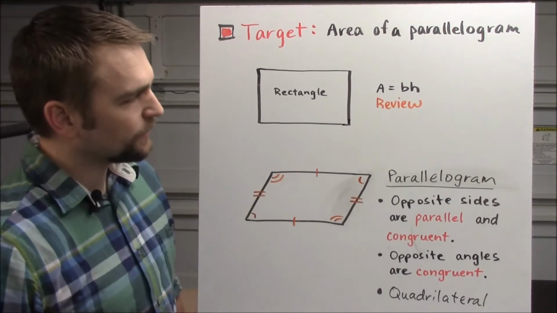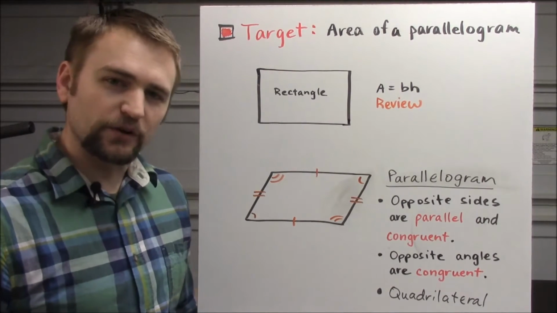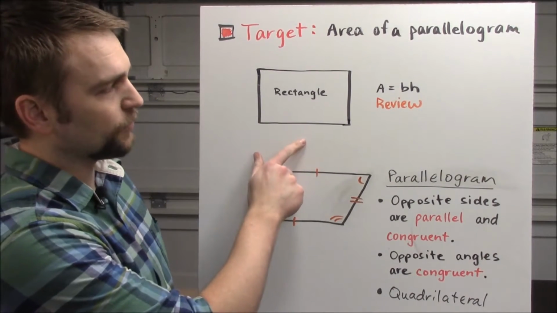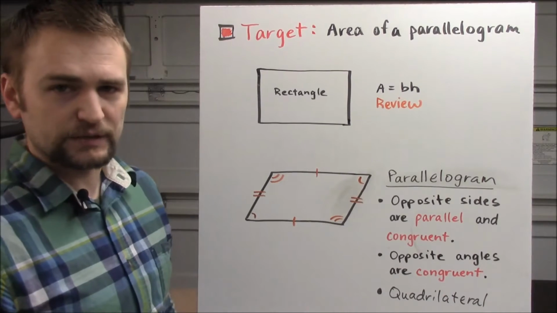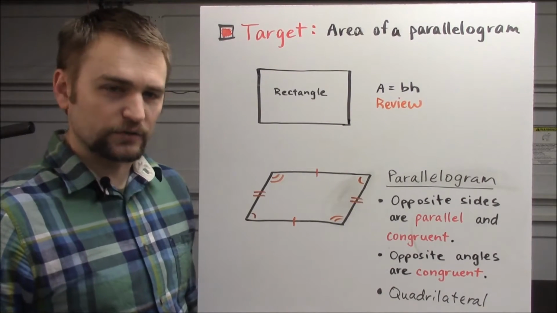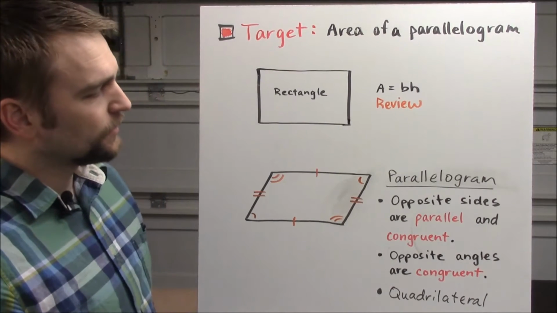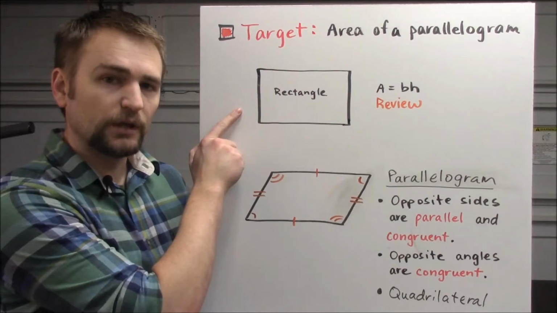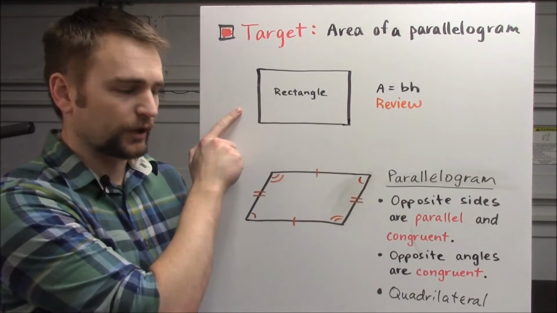So in reviewing some concepts from probably 5th grade or before, we know that finding the area of a rectangle, we have the area equals the base times the height. This is also the same for finding the area of a square. So in looking at parallelograms, keep in mind that a rectangle and a square are considered parallelograms.